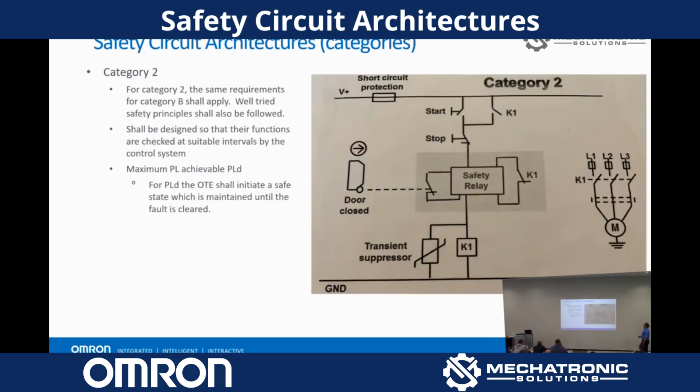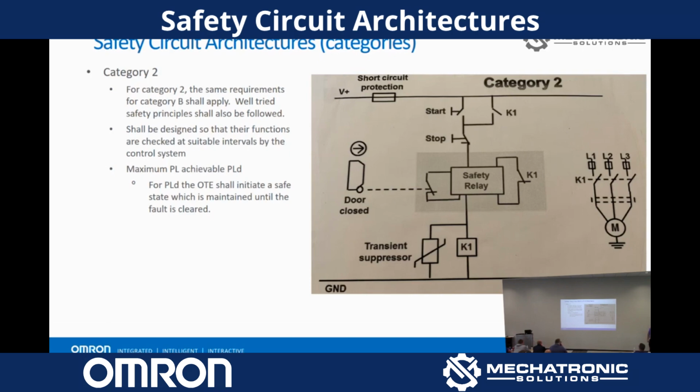Okay, do you see what happened there? We added this little guy, the safety relay. Machine control didn't change. Start, stop. This, by the way, is an auxiliary contact off of this contactor. So we still have our safety rated input, we still have our single output, and now we have this little safety relay here.